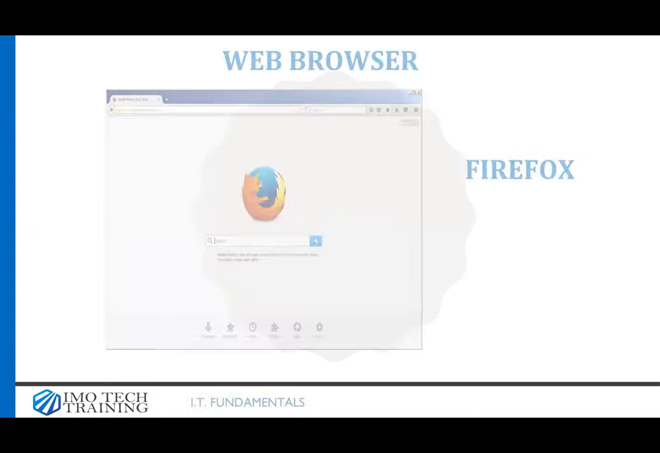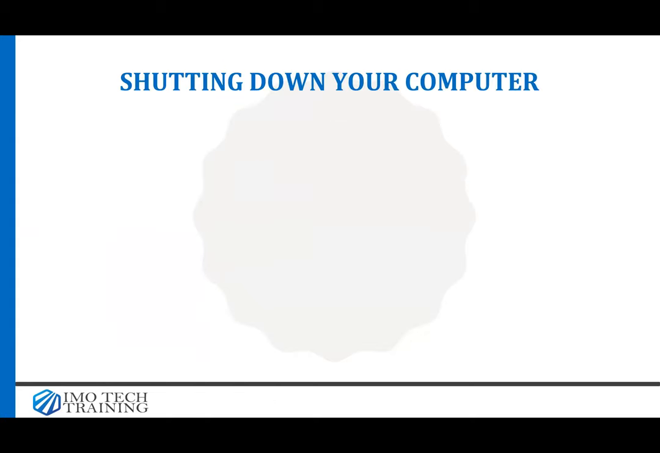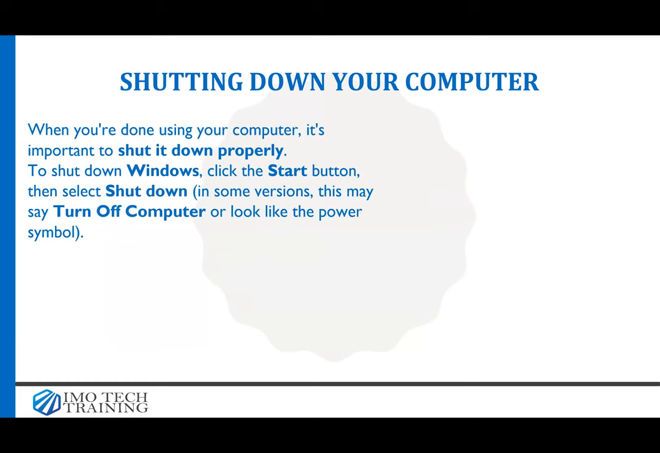Just a picture of Firefox, some of the browsers we've talked about. And then to shut down your computer, you don't want to just go and push that off button. Go to the power and hit shut down. So what happens when you hit shut down? When you push the power button to shut your computer down, it's like your computer crashes. You don't want that. What you want to do is go shut down.